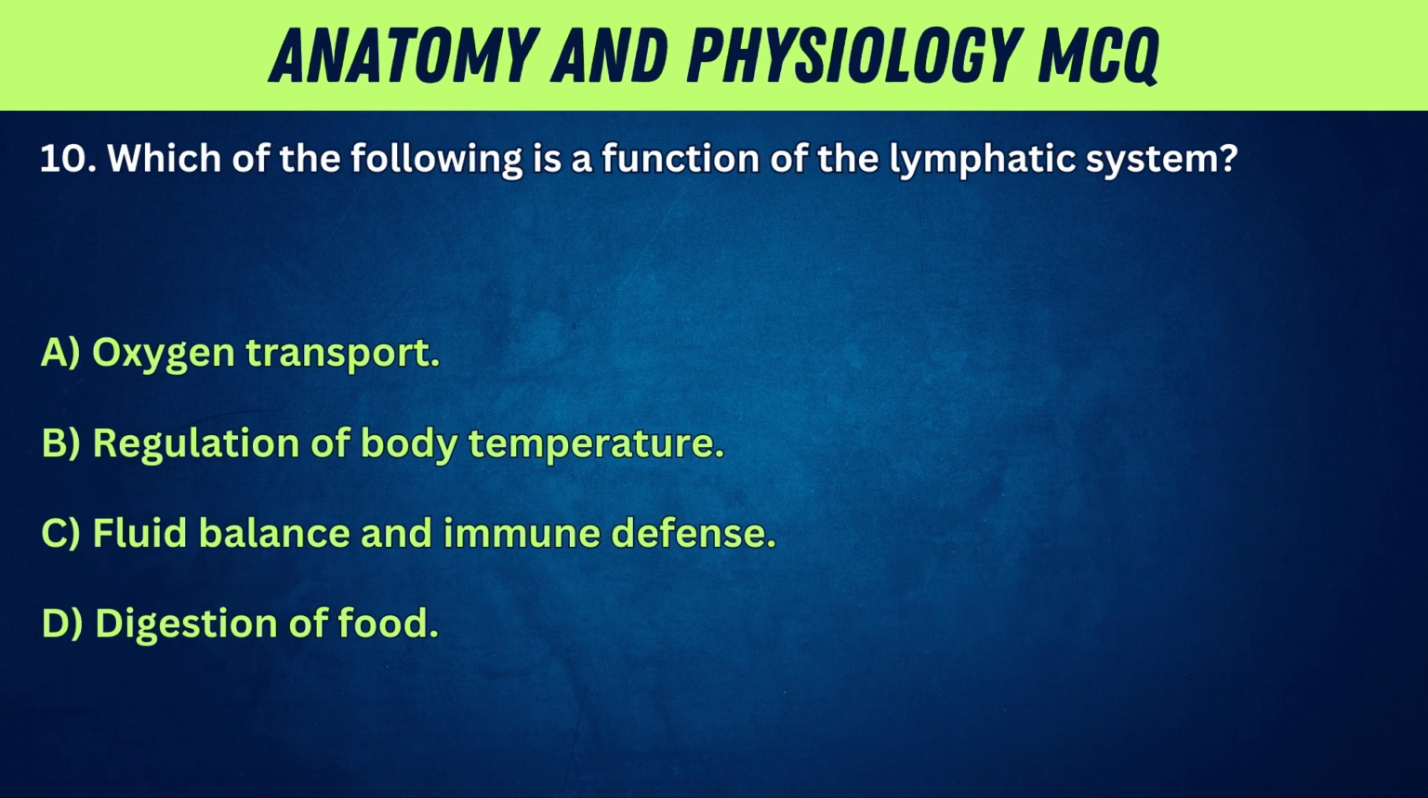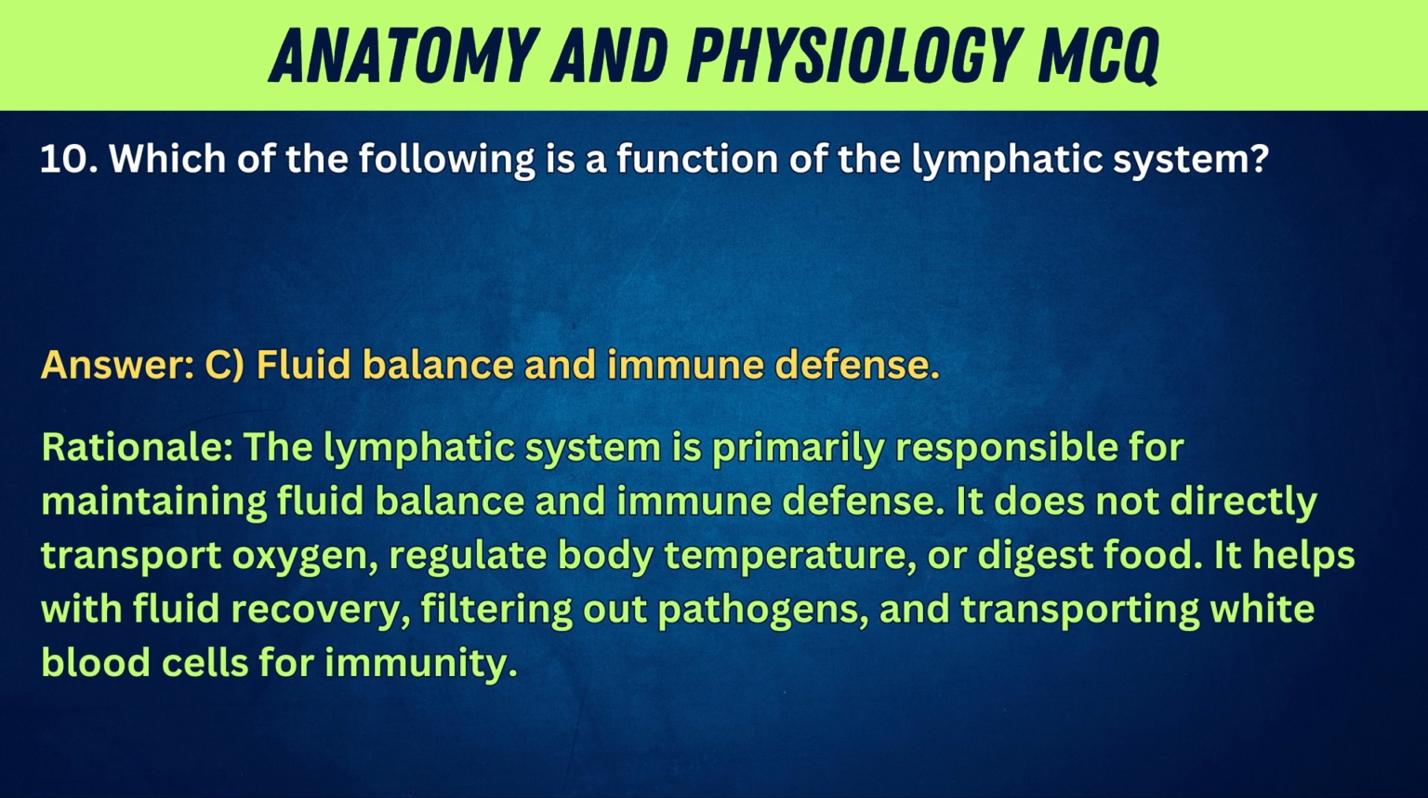10. Which of the following is a function of the lymphatic system? A. Oxygen transport. B. Regulation of body temperature. C. Fluid balance and immune defense. D. Digestion of food. Answer: C. Fluid balance and immune defense. Rationale: the lymphatic system is primarily responsible for maintaining fluid balance and immune defense. It does not directly transport oxygen, regulate body temperature, or digest food. It helps with fluid recovery, filtering out pathogens, and transporting white blood cells for immunity.